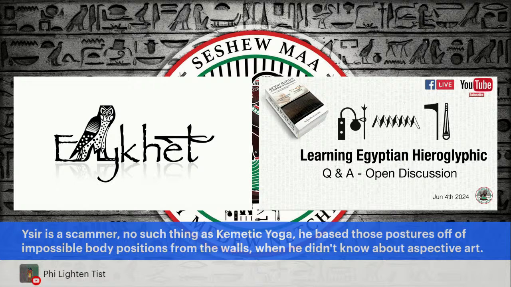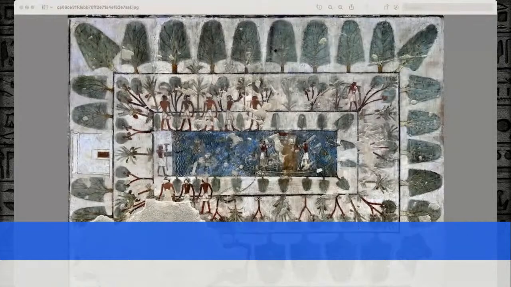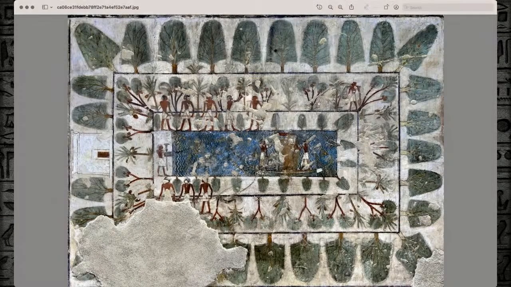Let's see. Yes, sir is a scammer. No such thing as comedic yoga. He based those postures off of impossible body positions from the walls when he didn't know about effective art. Okay. And here's the picture Emicat has put up right there. Yep. See, that's a perfect example. You want to explain it? Oh, okay. Yes, I can do that.